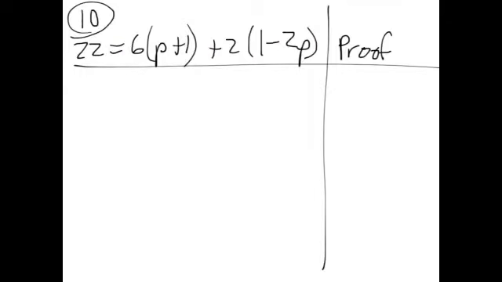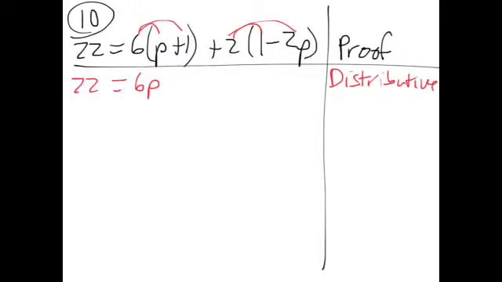If you move over to 10, again, tons of parentheses stuff. Let's just distribute to get rid of it, and that's going to be our first step. So left side is still just going to be 22. 6 times p is going to be 6p. 6 times 1 is going to be positive 6. And 2 times 1 is going to be 2, and 2 times negative 2p is going to be negative 4p.